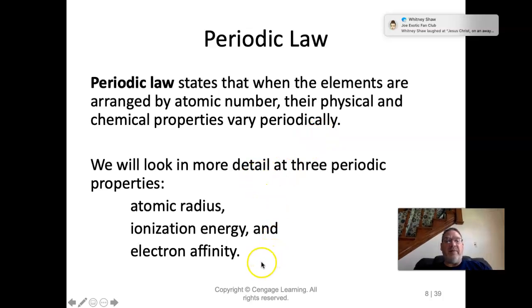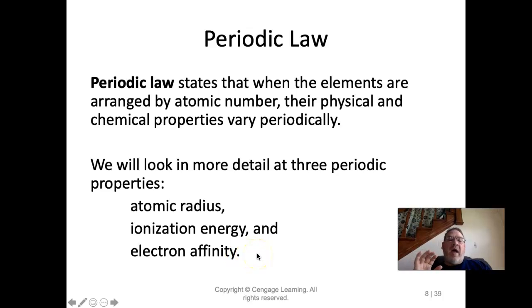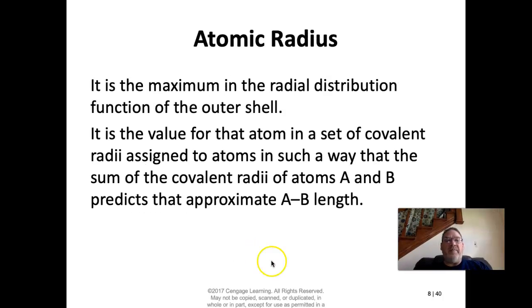So we're going to look at 3 particular properties: atomic radius, ionization energy, and electron affinity. As you look at these 3 properties, I want you to focus on 2 things. 1, the definition. What does each one define? And 2, not the exact numbers, but instead, what is the trend as you go within each group and within each period? That's going to be important.